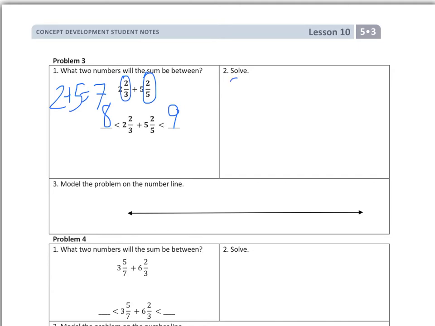So 2 plus 5 plus 2/3 plus 2/5. Well, I already know that these would equal 7, so I'm going to put my 7 over here, and I'm going to just erase these to concentrate on the fractions that I'm working on. Erase, erase, erase. Be gone.